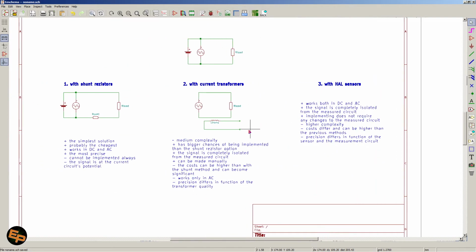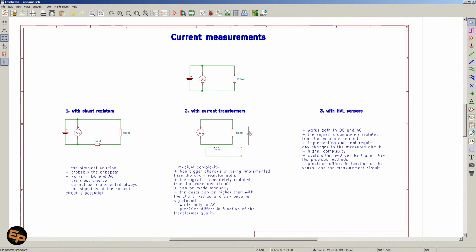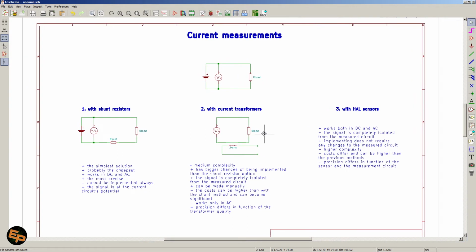So overall, these are the three methods that we can have to measure currents, especially as amateurs in our amateur circuits. So now let's take a look at how I have built a current transformer in order to measure some main voltage load.